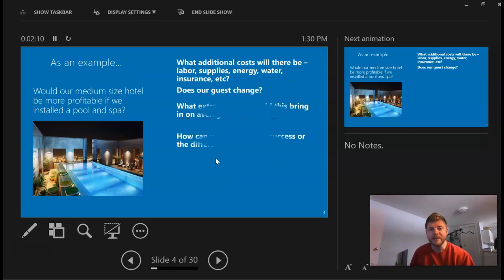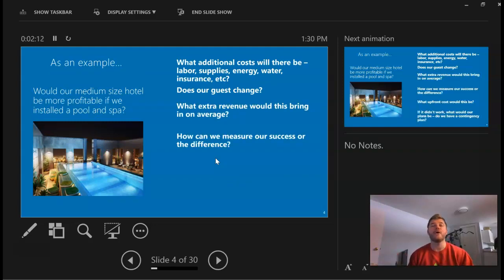So how this would apply to our particular circumstance would be, as an example, in our industry, if we had a medium-sized hotel, would we be more profitable if we installed a pool and spa? Right? So we have to think about this.